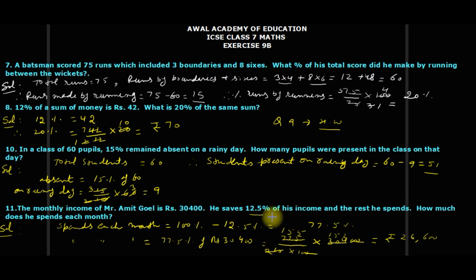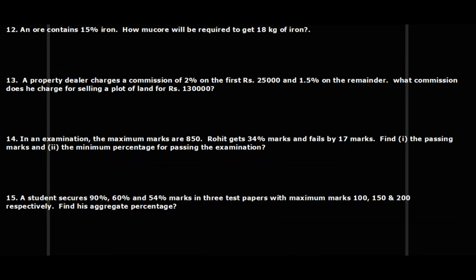Now students, we will move on to the next question, that is question 12. Question 12: an ore contains 15% iron. How much ore will be required to get 18 kg of iron?